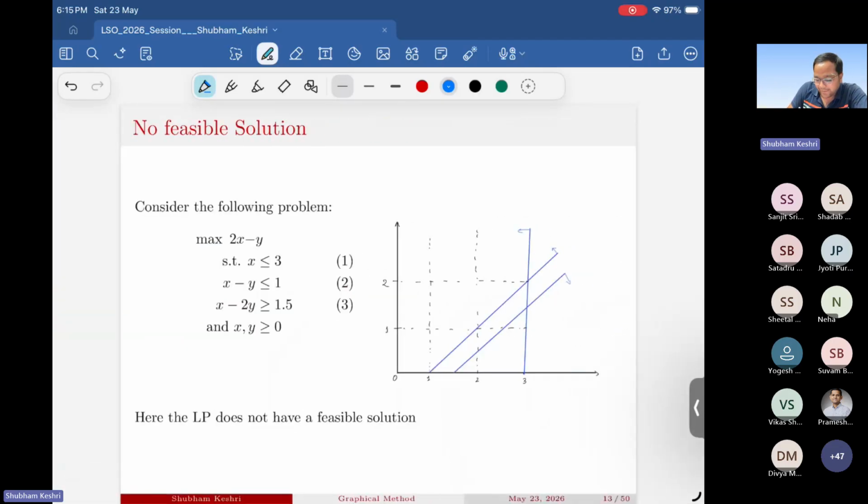We will have another last case. So one case is your feasible region is bounded. The other case is your feasible region is unbounded. The third case is when you don't have any feasible region, no feasible solution.